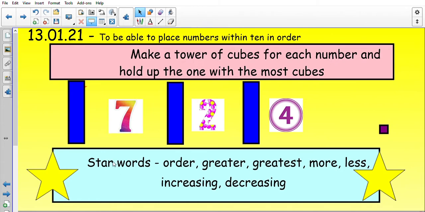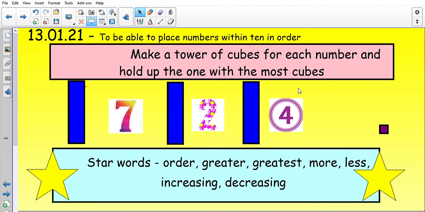So let's have a look first at our star words. So we've got our star words today. We've got the word order. And we've got greater. Now we were looking at greater on Monday, weren't we? Something that's bigger. So greater or greatest or more. And then yesterday we were looking at less or decreasing. So less and decreasing mean the same thing. They're getting smaller. Whereas increasing and more mean the same thing because you're getting more.